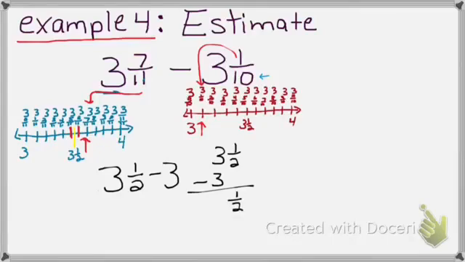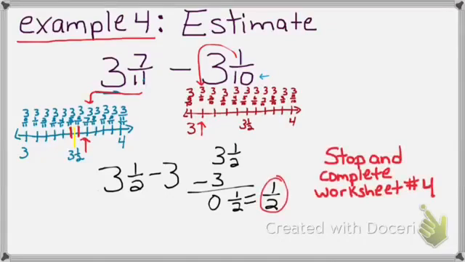1/2 minus nothing is 1/2. 3 minus 3 is 0. And we know that the best way to write that would be to drop that 0 and simply write the answer as 1/2. Please stop the video and complete worksheet number 4 right now.